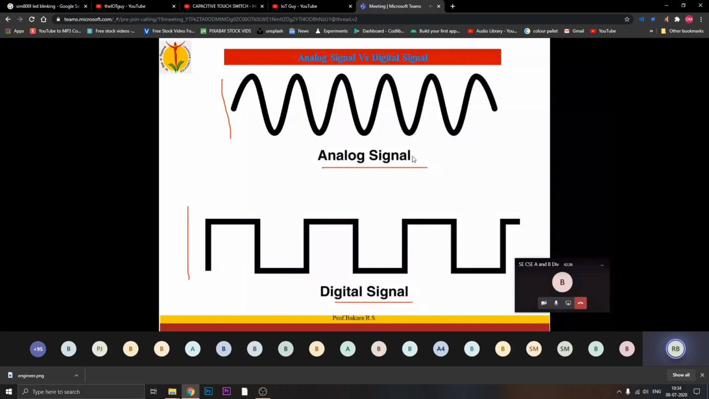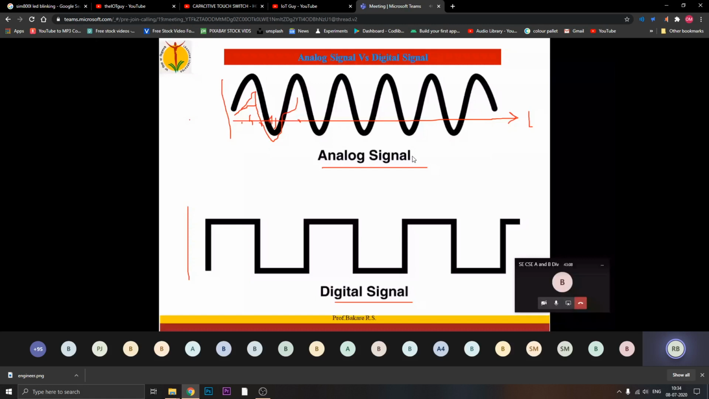If you look at the analog signal, it changes its value continuously with respect to time. If this is the time axis, for a particular instant of time, the value of the analog signal changes continuously. Here it is 0, here something greater than 0. At this value we get the maximum peak value. At this level again it is 0, and at this level we get a negative value. Like that, the analog signal continuously changes with respect to time.